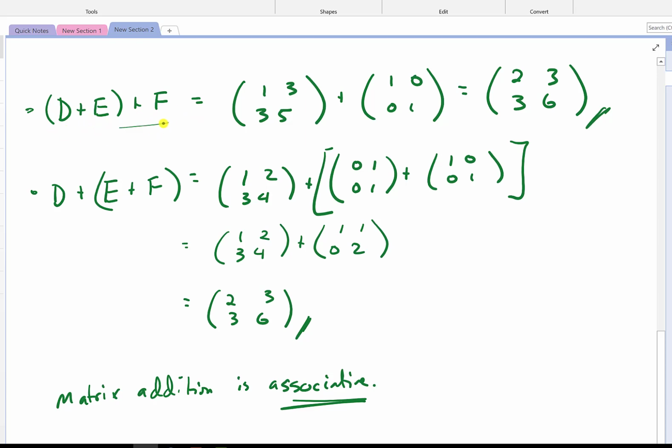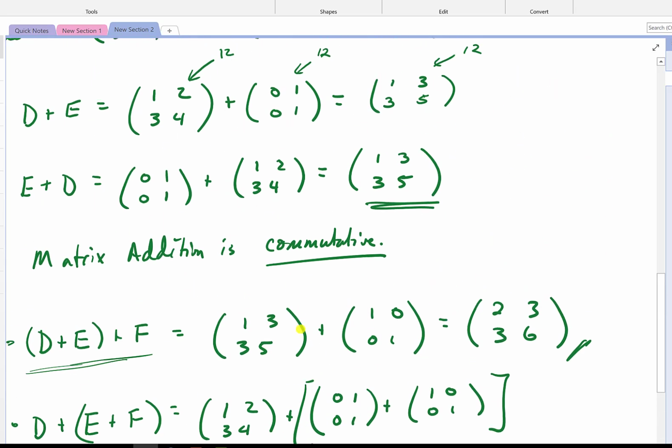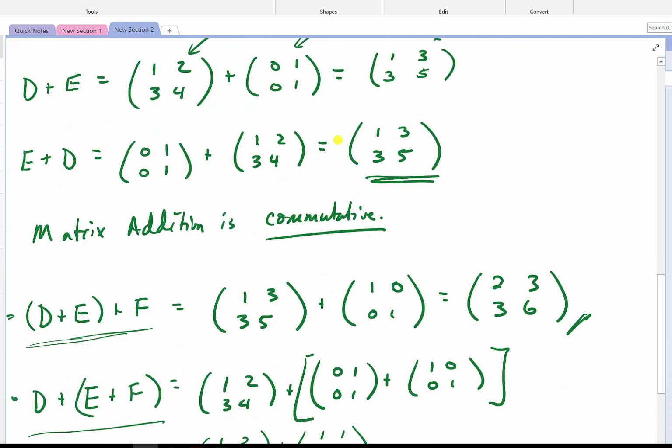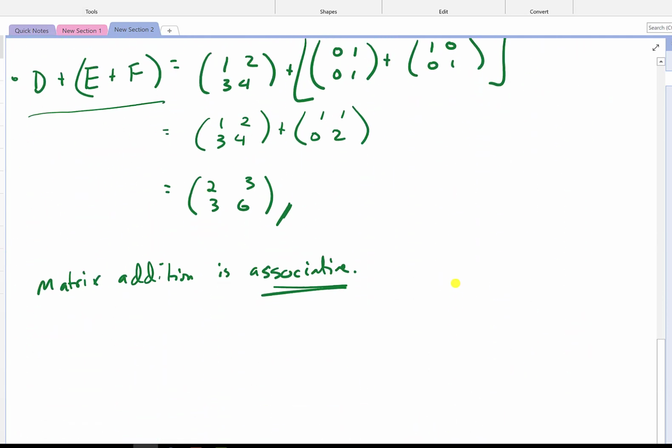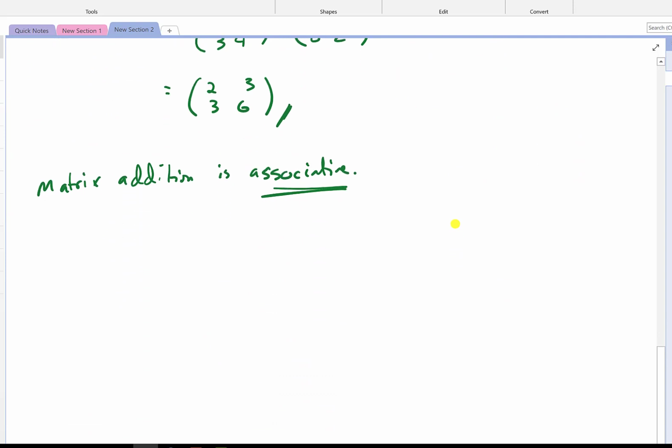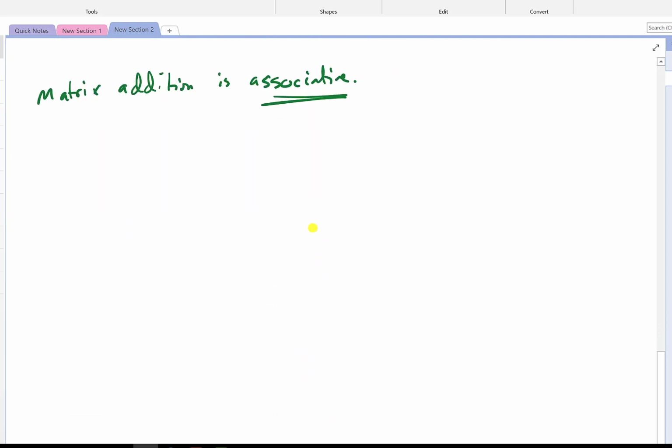Now notice one thing that didn't happen is I didn't interchange D, E, and F. I just simply changed which of the two I added together first. So commutativity, what we looked at before, says we can interchange the order. Associativity says we can interchange the grouping symbols. Okay, I have one more thing I want to show you, and that is the additive identity matrix.